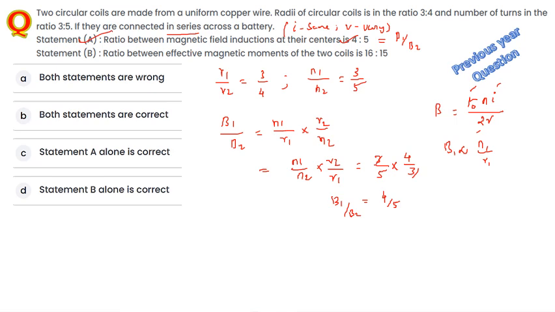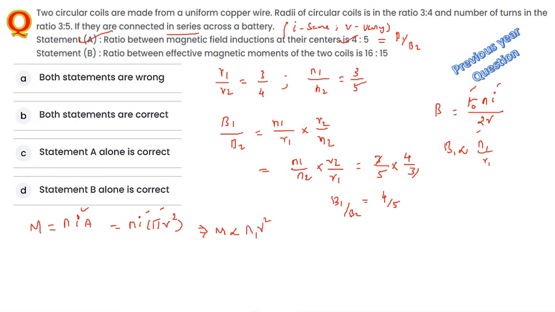Now we are going to concentrate on the second statement, that is magnetic moment. Magnetic moment M is equal to N into I into A. Now in this, current will be the same, area will vary. Area for a circular coil is pi r square, so M is N I into pi r square. From this, pi and I will be the same, and n and r will differ. So in this case, M is proportional to n r square.